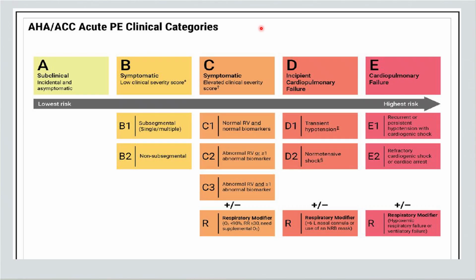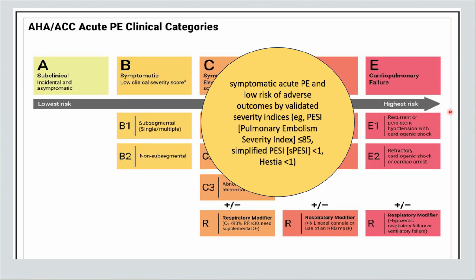And also, depending upon the location of the acute PE, the decision to anticoagulate may also differ. Also, the presence of concomitant DVT can also change the decision of anticoagulation. So they have given one of the examples of category B2.